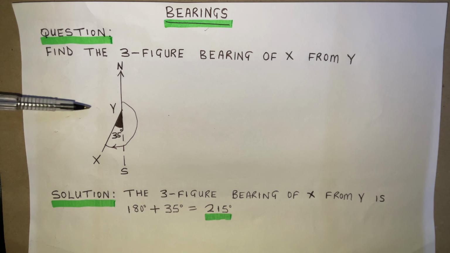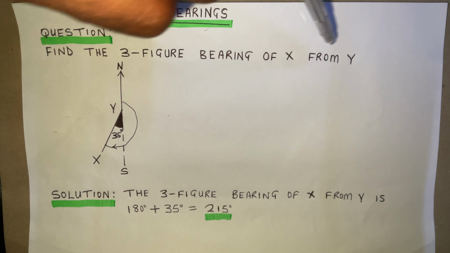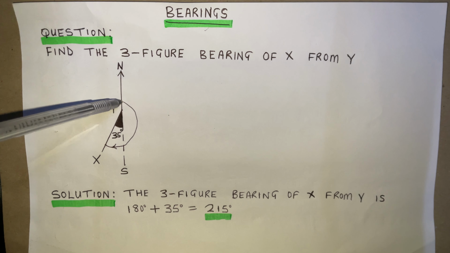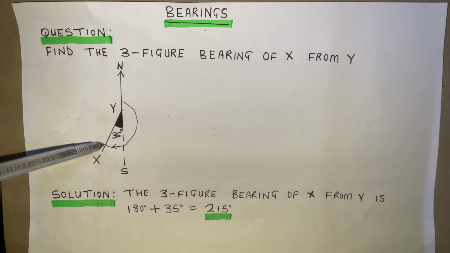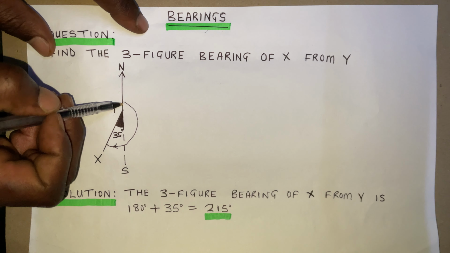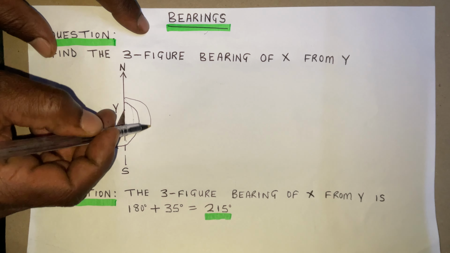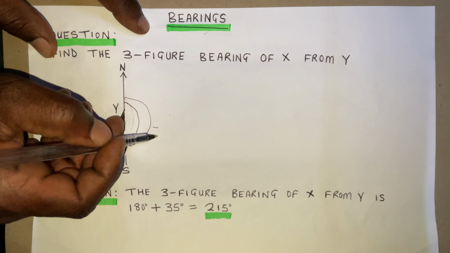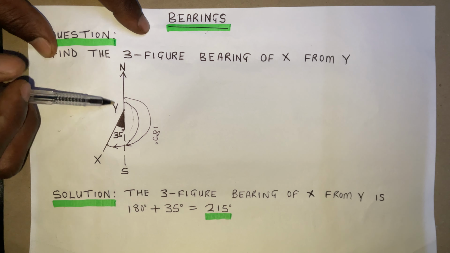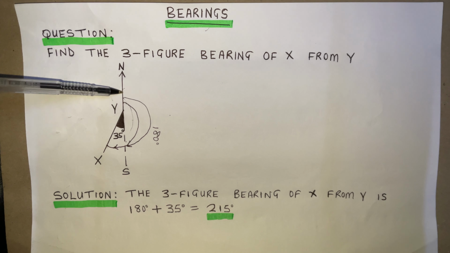Okay, so remember, in 3-figure bearings we have to measure our angle starting from the north, and the north at Y, because we are saying X from Y, and then we move clockwise till we touch the line which goes to X. So we know that from this north up to this south line, we've got 180 degrees from the north to the south line.